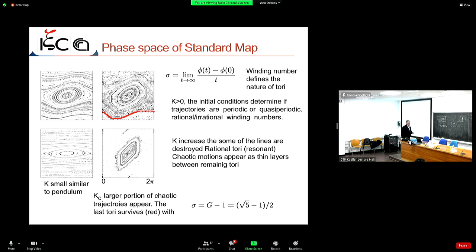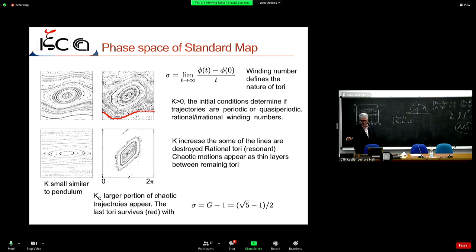Okay, sorry. Next time I will explain better. This is important because maybe Angelo Vulpiani tells you something about KAM theory. The standard map is like an oscillator; it has the same importance as the harmonic oscillator in quantum physics. So, okay, thank you, sorry to be late.